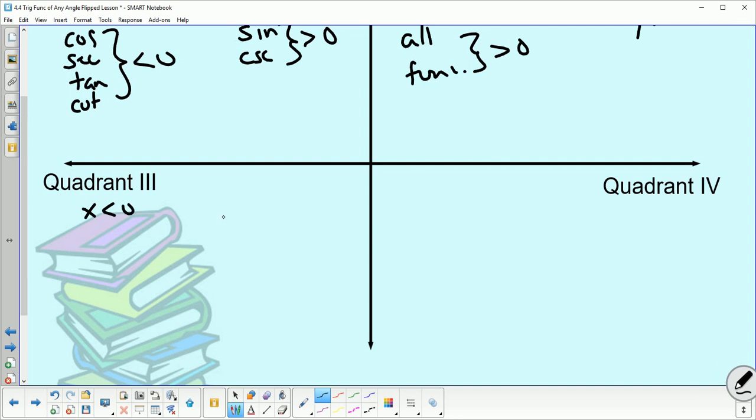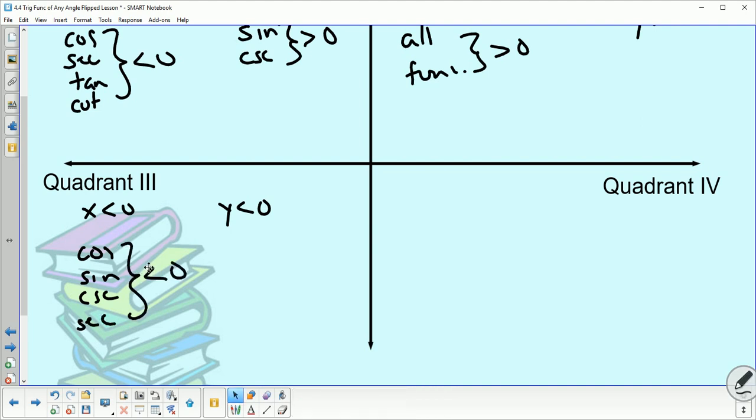We have x and y both less than 0, which tells us cosine, sine, cosecant, and secant, all of those have just one x or one y, so they are all going to be less than 0. Now, one thing to keep in mind, tangent and cotangent both have an x and a y, so the two negatives will cancel out, and so tangent and cotangent are both positive in quadrant 3.